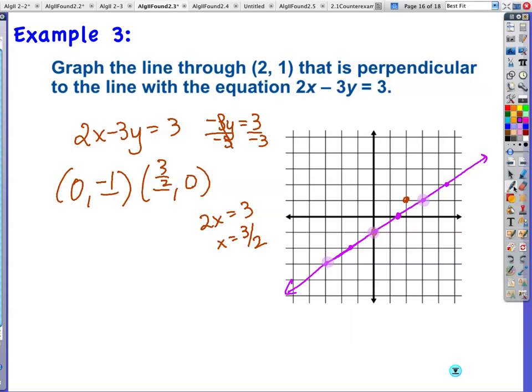Lovely. So the slope is, let me see, rise 2, run 3. So I have a slope of 2/3. With this dot right here, I have a slope of 2/3. Rise 2, run 3, put a dot. I'm going to go back the other way. So I'm going to go down 2, back 3, down 2, back 3, and then I make my line. Oh, wait a minute.